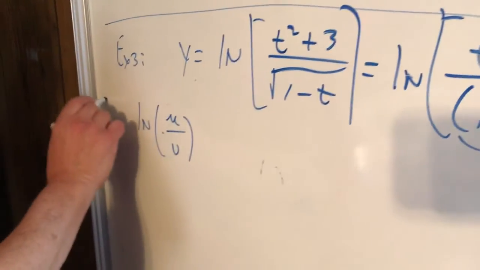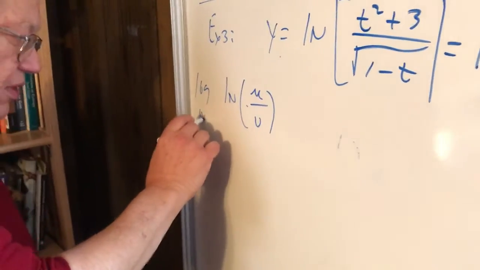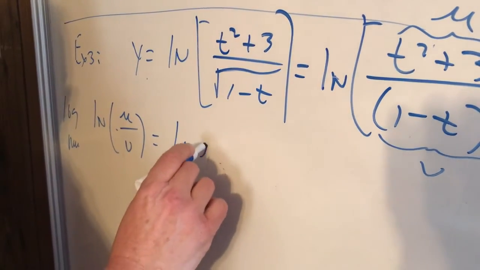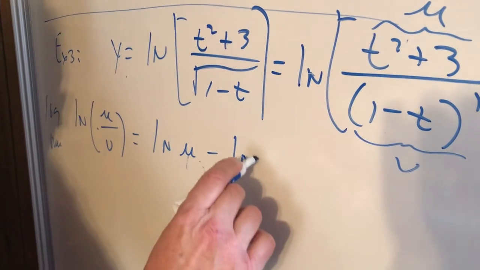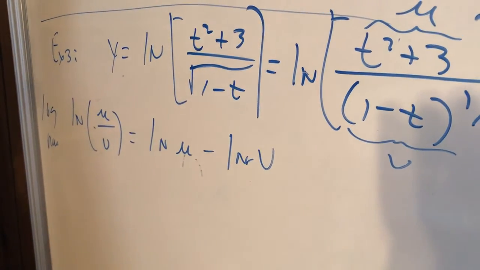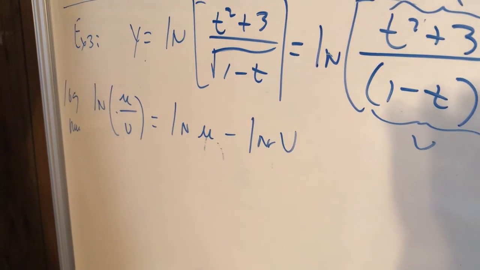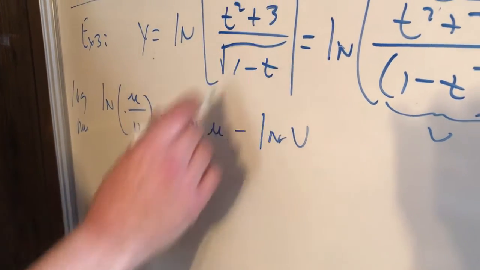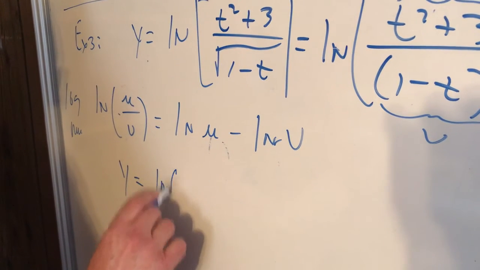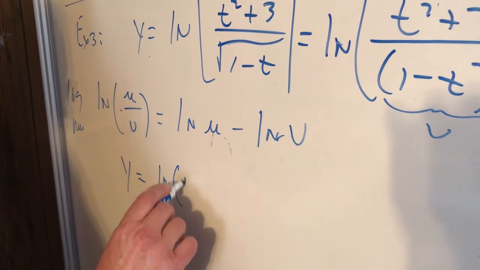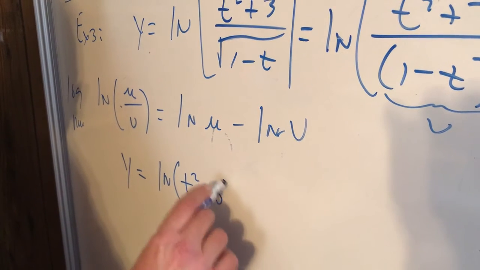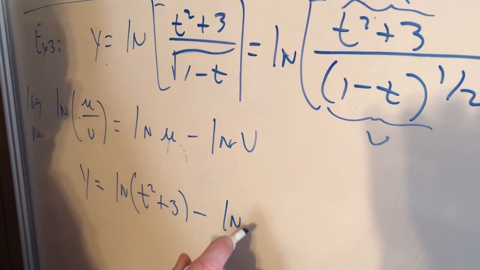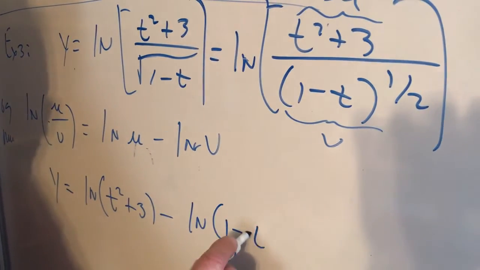Now, there's a very simple log rule which we've done before. This is going to be the natural log of u minus the natural log of v. So let's do that to this problem. Let's take y equals the natural log of the numerator, t squared plus 3, minus the natural log of the denominator, 1 minus t to the 1/2.